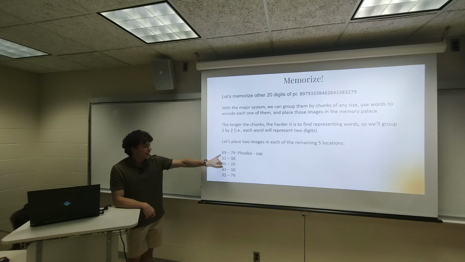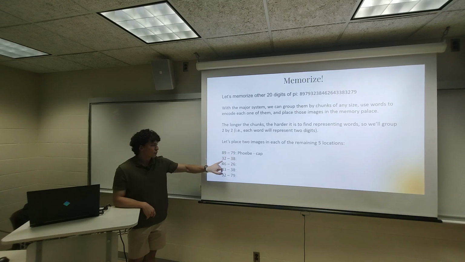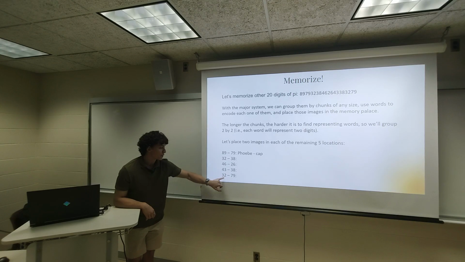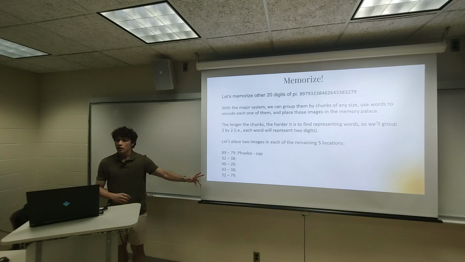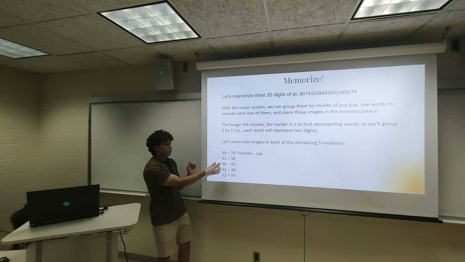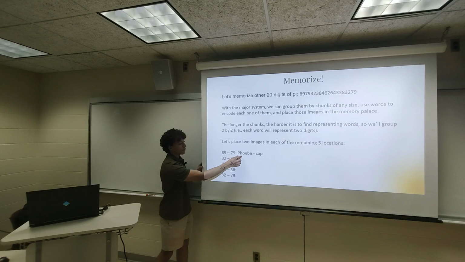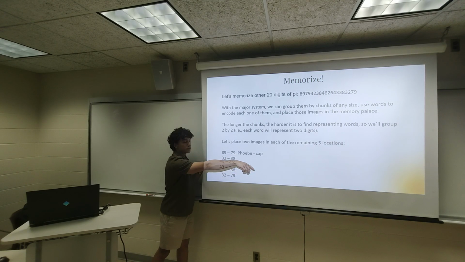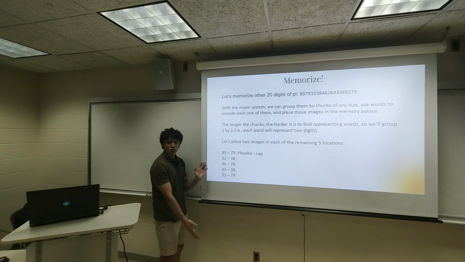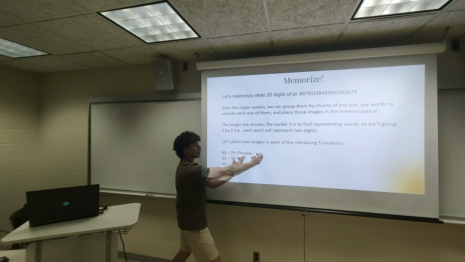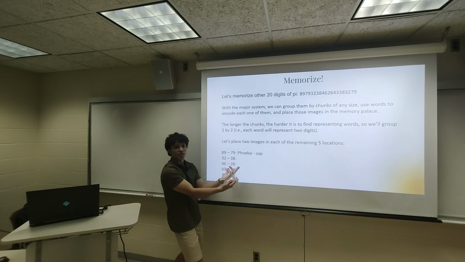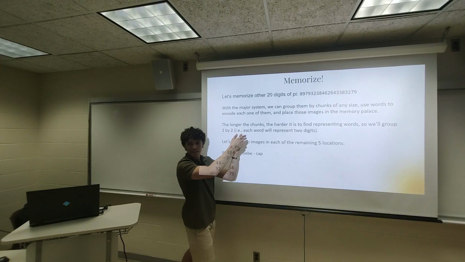So we have 89, 79, 32, 38, 46, 26, 43, 38, 32, 79. And now we're going to create an image for each pair of digits. In this case, we have 89, Phoebe works. 79, we can use cap. Cap works. And then you imagine an image joining Phoebe and cap. You can imagine, let's say, Phoebe eating a cap.